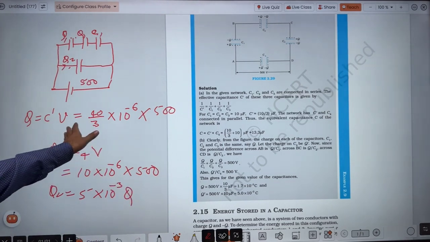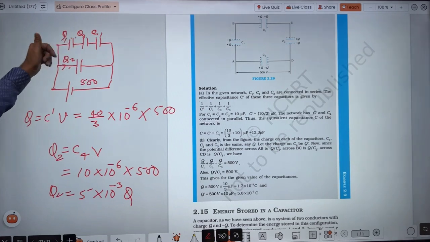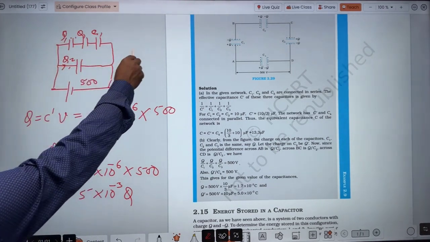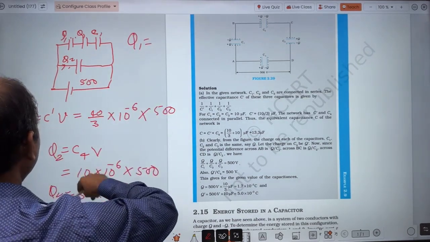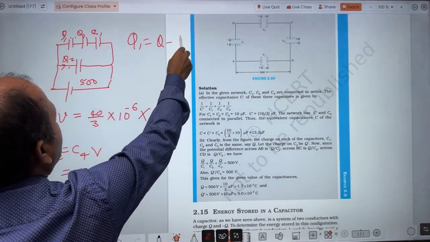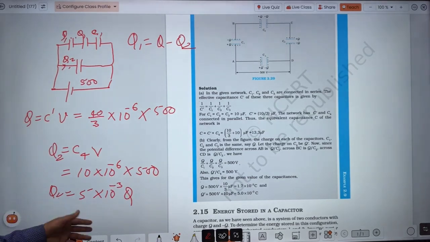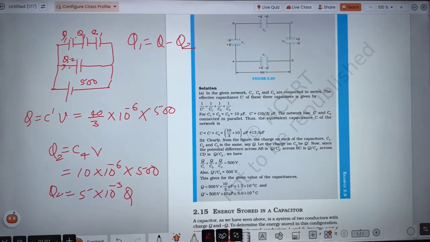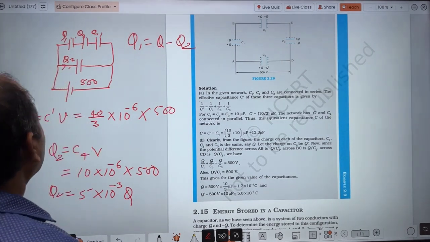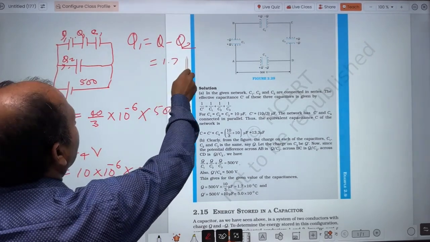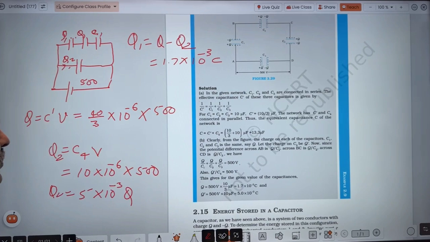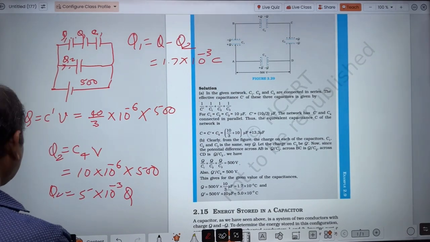And remaining charge will be here. So either you consider this C1 or C2 or C3, so you can find what is Q1. So Q1 will be Q minus Q2. And Q2 is this and Q is this. So you can easily simplify, and it will be 1.7 into 10 power minus 3 coulomb. So that is our answer.